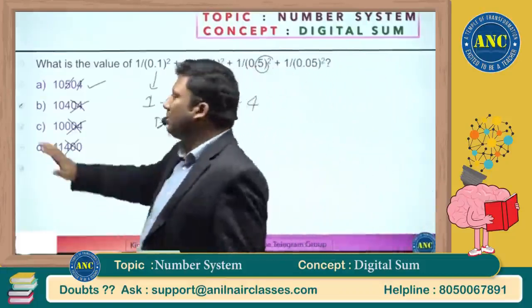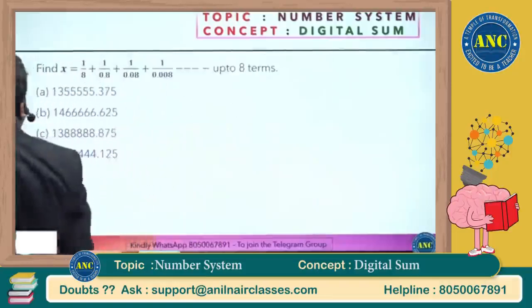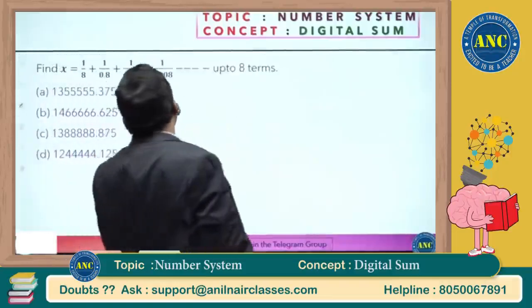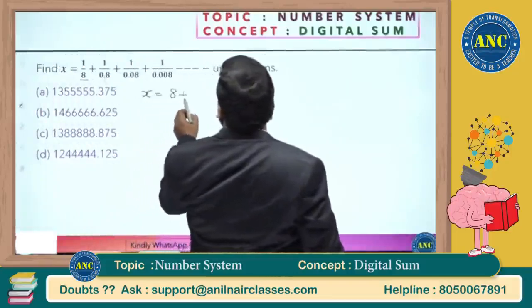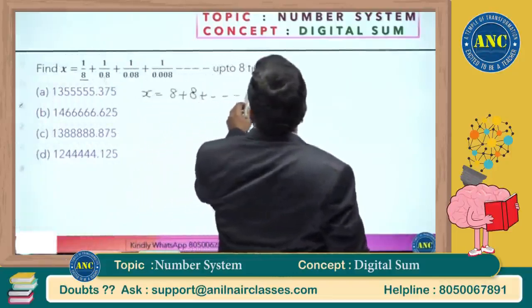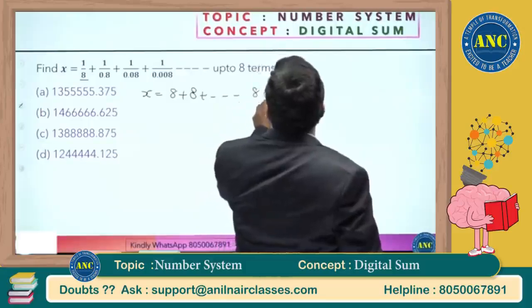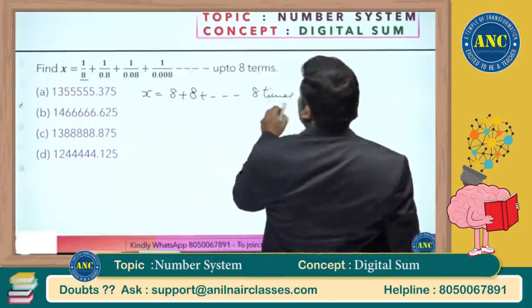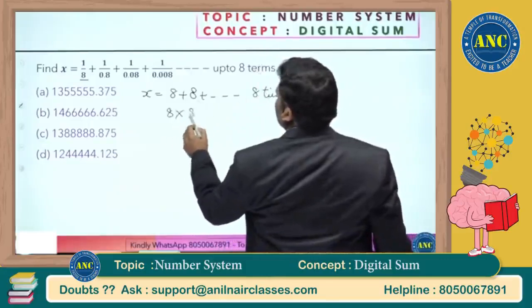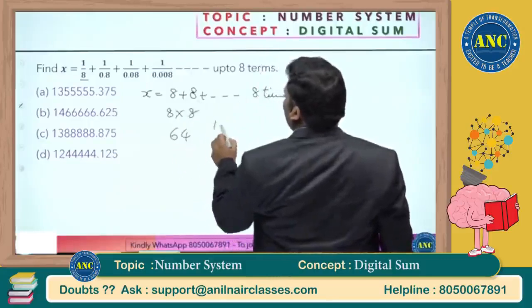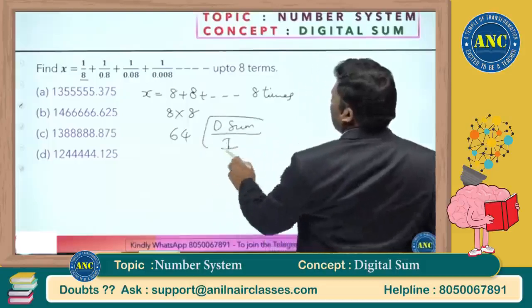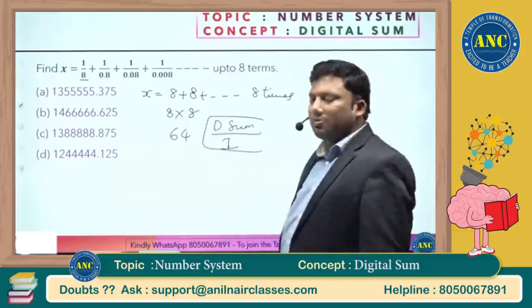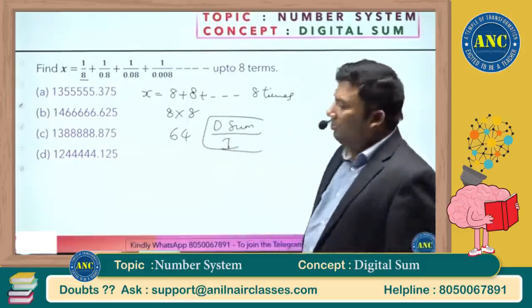Entire question is based on digital sum for numerical values. 8 is the denominator digital sum, multiply the numerator and denominator by 8. How many times like that? 8 times. 8 8s are 64. Answer digital sum should be 1. Wherever the answer option digital sum is 1, that will be the answer.